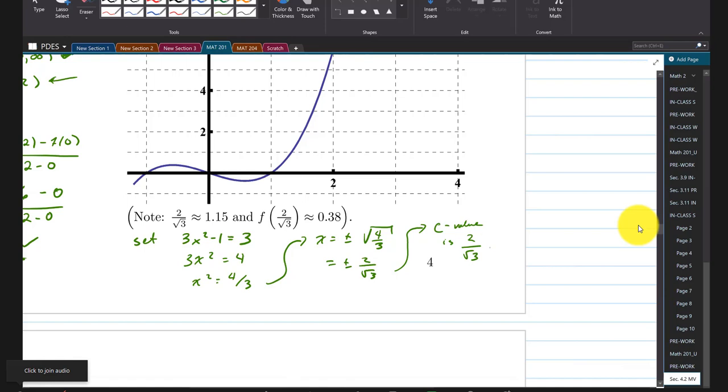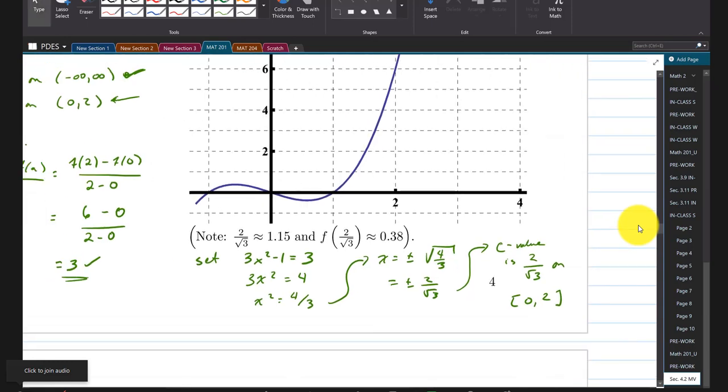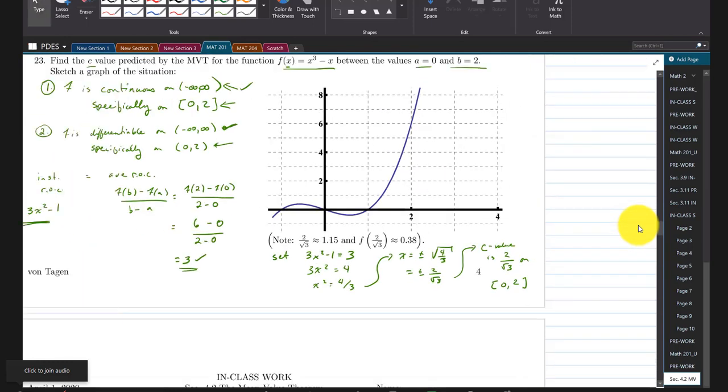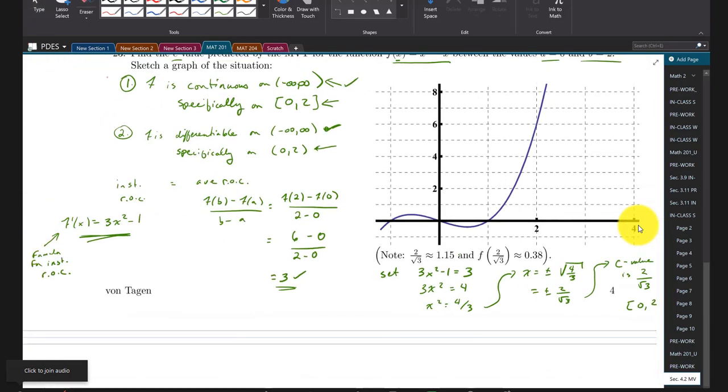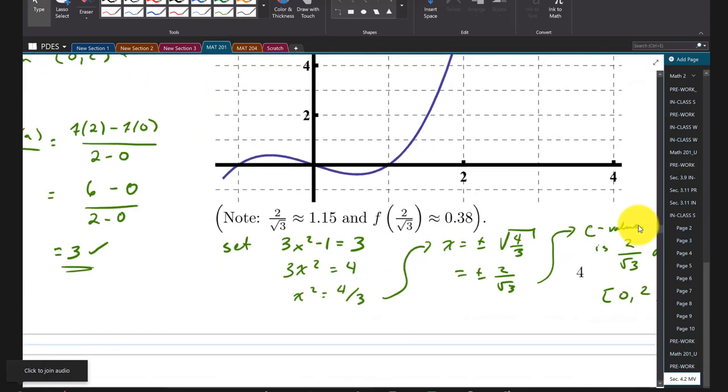This on the interval from 0 to 2. Okay, I want to highlight where on earth did the mean value theorem come into play. I mean, yeah, we checked the conditions that were met, but where actually did the mean value theorem show up? And it has to do with right here. What have we done at this point? At this point right here, I have set the average rate of change of 3 equal to the instantaneous rate of change.